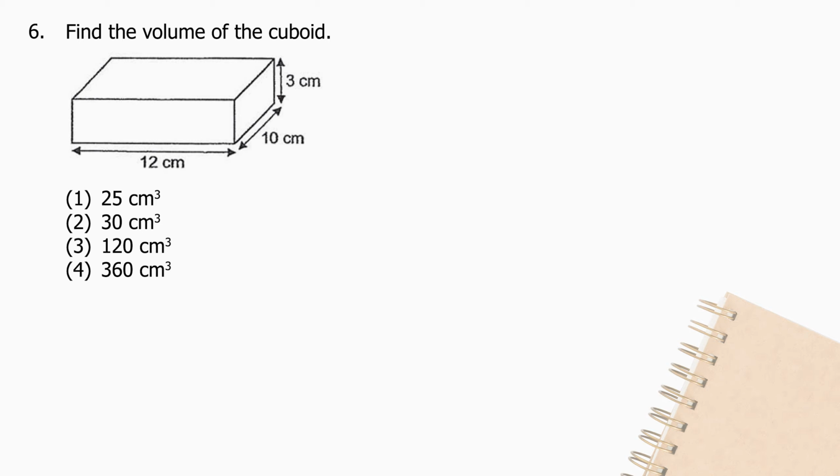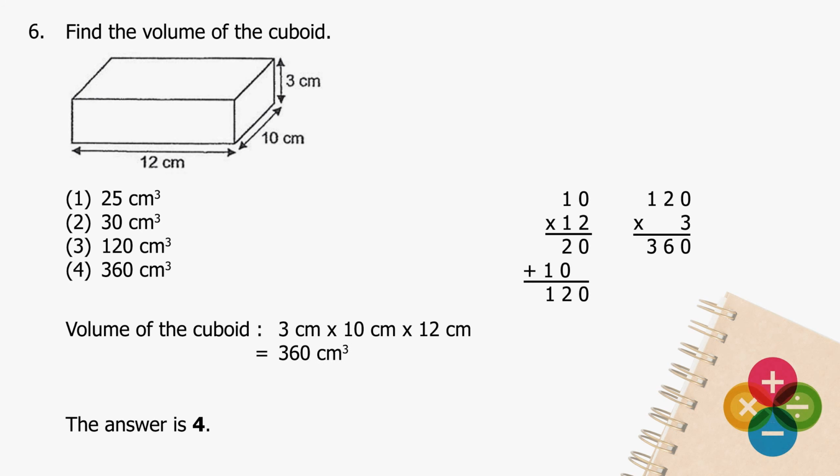Question 6. Find the volume of the cuboid. The volume of the cuboid will be: multiply 3 cm by 10 cm and by 12 cm, and the product is 360 cm³. The answer is 4.